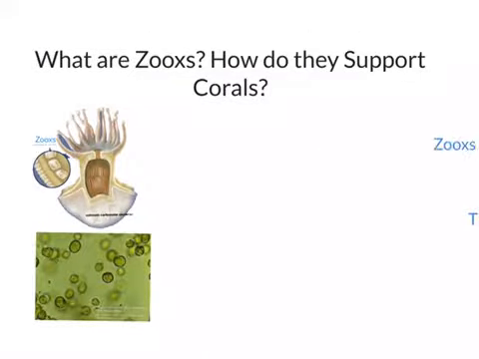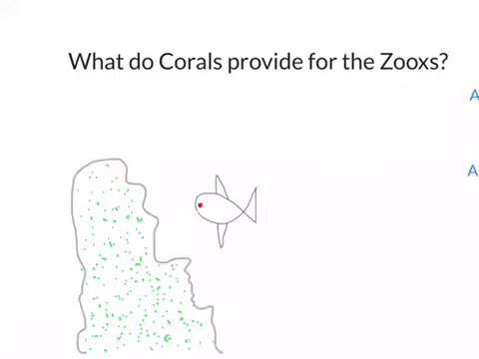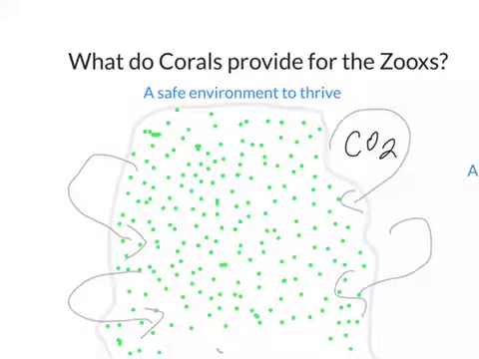Zoox are symbiotic algae, which means they give corals their color and they provide them with oxygen. They're like our trees. The corals provide the zoox a safe environment to thrive. They also provide a supply of CO2.